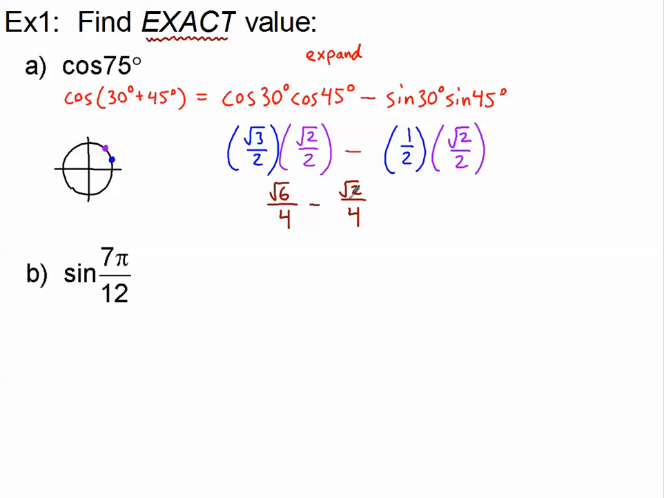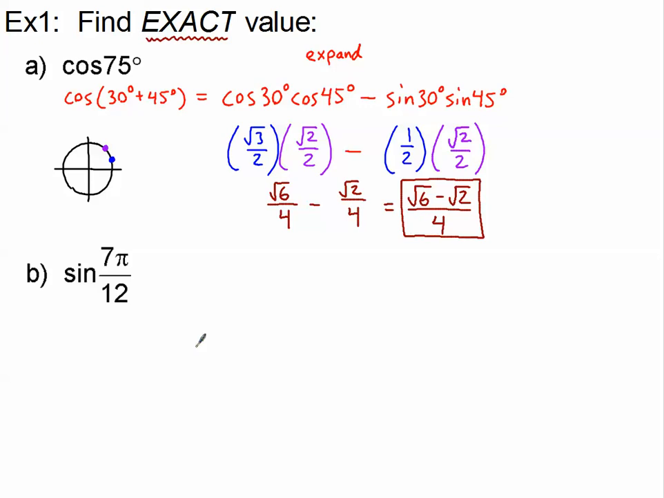These two fractions want to be subtracted together, and it's a good thing since they have the same denominators that I can do that. Now the numerator, of course, becomes nothing that I can change. Square root of 6 minus square root of 2, they are not like terms, so I'll have to just write them side by side, but it's all over 4. There's the exact value of the cosine of 75 degrees.